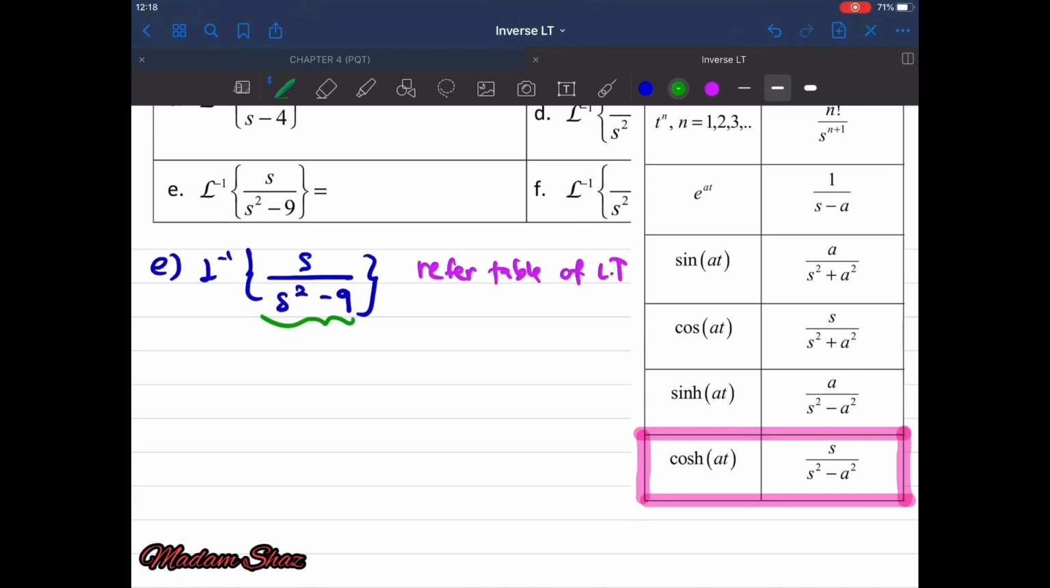So from here, determine value a. So we have 9 here. Don't include the negative here, because the negative is only the sign for you to refer to the table of the Laplace transform. It's not the value for negative 9. So our a here depends on the constant here. So a square is equal to 9. So therefore our a is equal to 3. We only take positive value.